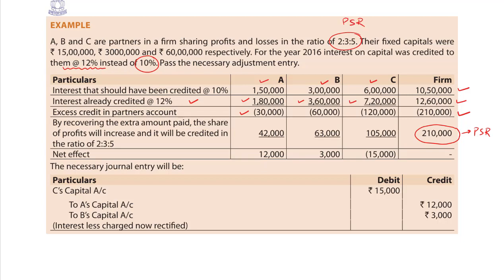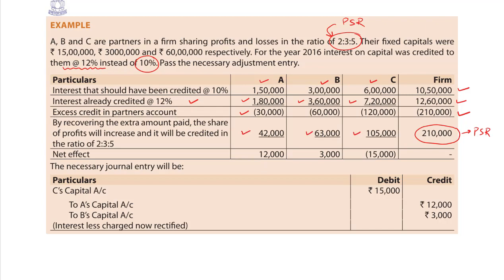Profit sharing ratio is 2:3:5. So 2,10,000 multiplied by 2 by 10. Quickly do it on your calculators. 2,10,000 multiplied by 2 by 10 is 42,000. 2,10,000 multiplied by 3 by 10 is 63,000 and 2,10,000 multiplied by 5 by 10 is 1,05,000. So this 2,10,000 would be distributed in this ratio.